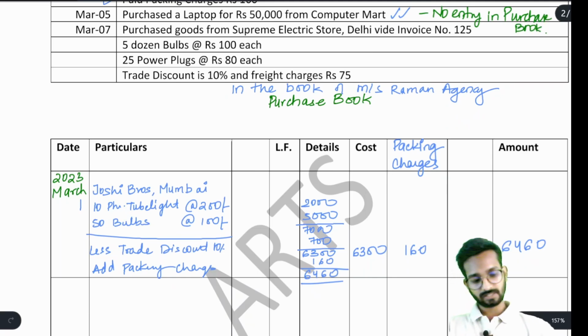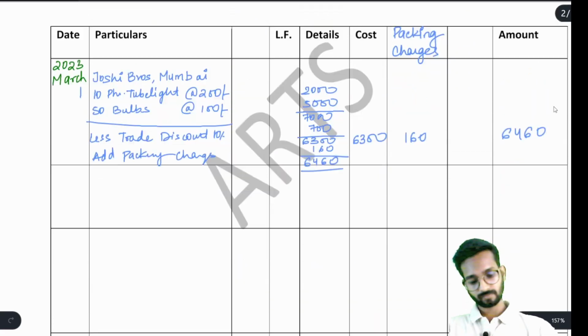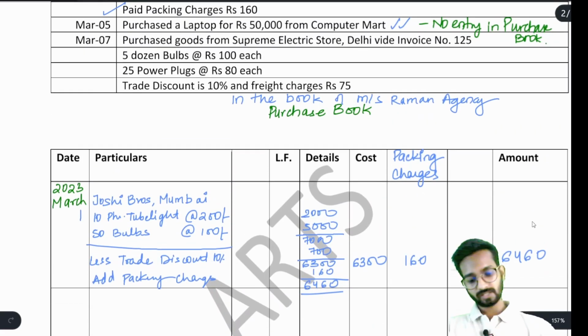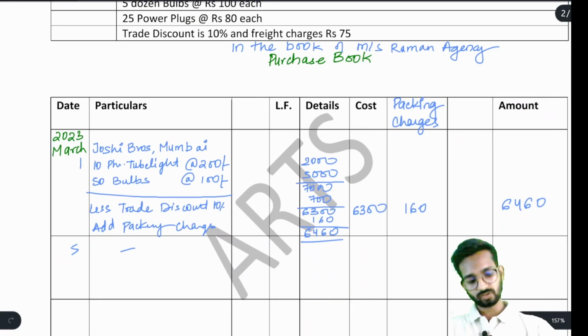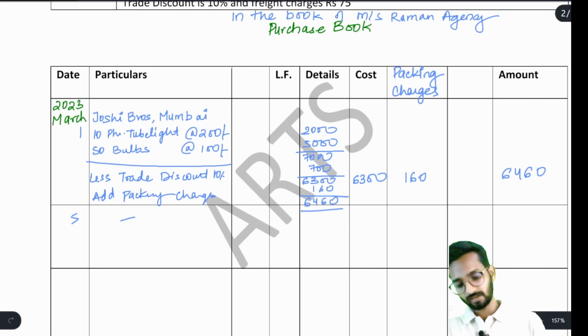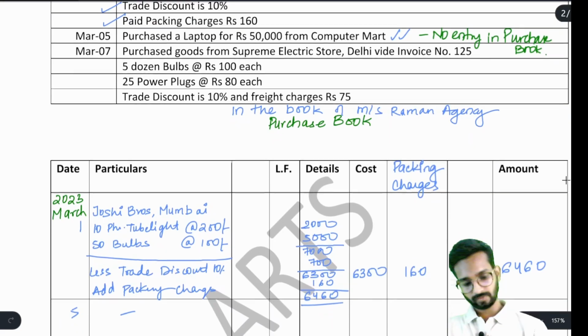Now, on March 7, what is happening? Purchase goods from Supreme. I will write here also, March 5, blank. Now, March 7, purchase goods from Supreme Electric Store, Delhi. So, you will write here, March 7, Supreme Electric from Delhi.